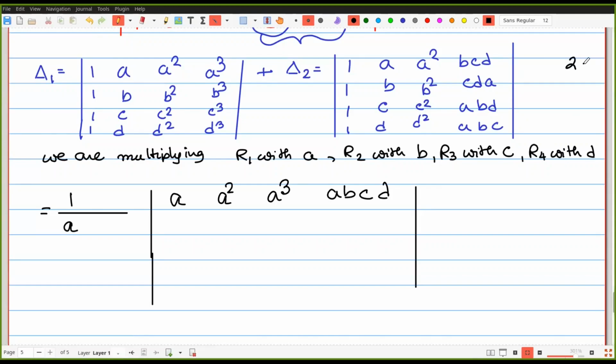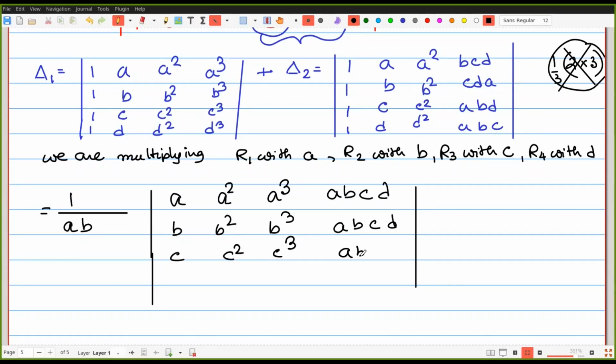Suppose 2, and I am writing 2 into 3. So that means 1 by 3 should be there. That's why we can say that 2 is 2. Right? So in that way, when we are multiplying B with the second row, so that means B, B square, B cube, A, B, C, D. Then B should be divided. Same as C, C square, C cube, A, B, C, D. So C must be divided. And D, D square, D cube, A, B, C, D. So D must be divided.